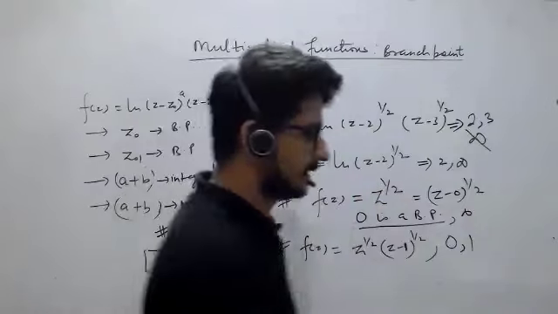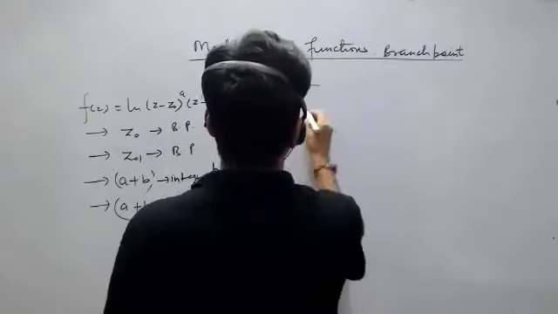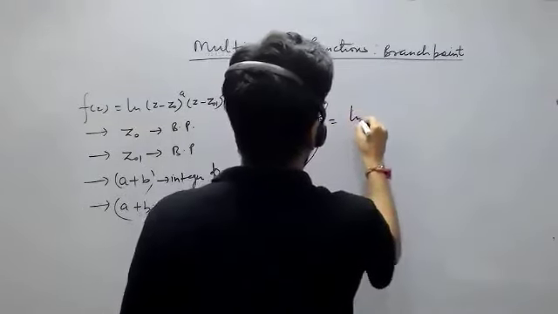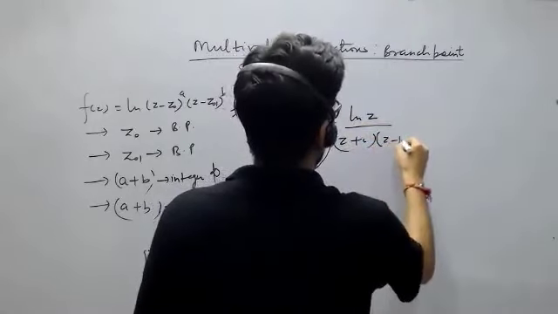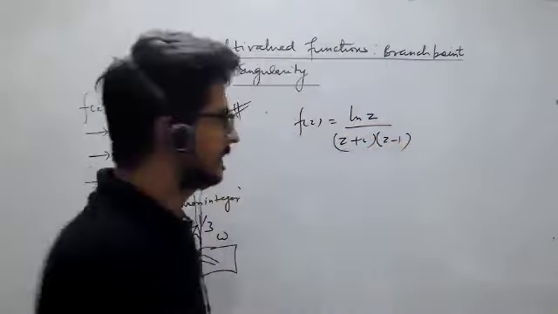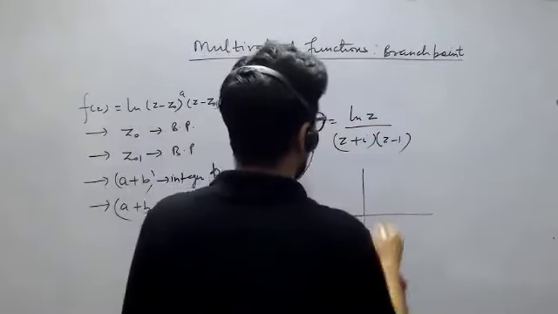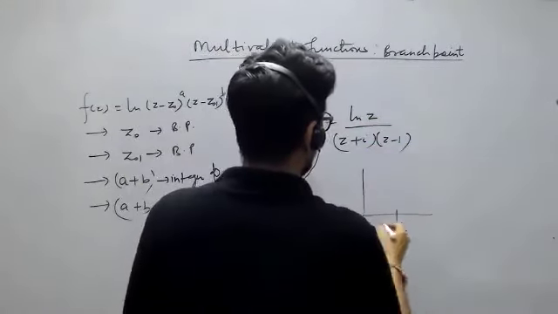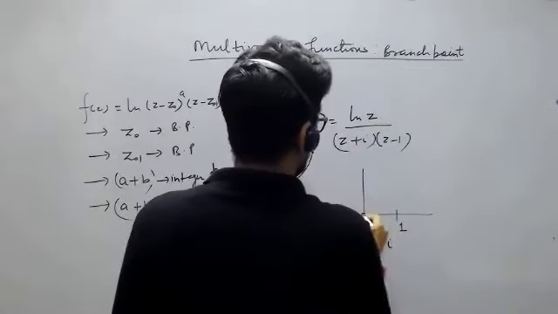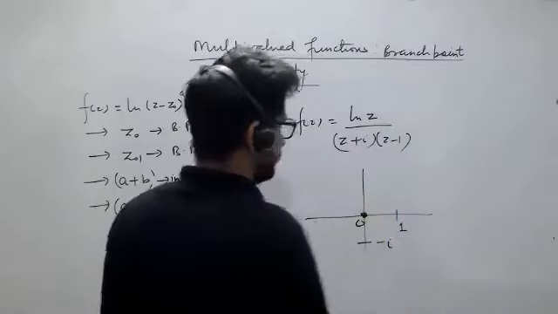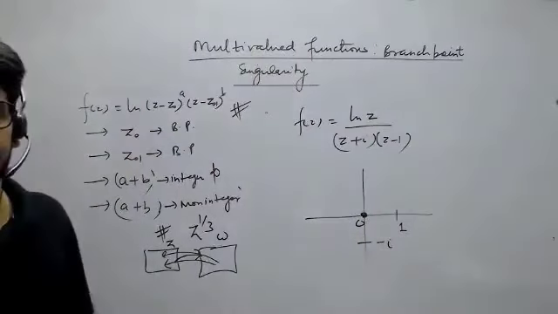Now suppose there is a function like this, f(z) is equal to ln of z plus iota, times z minus 1. So what are the singular points? You will make an Argand plane. So 1 is here, and minus iota is here, and 0 is here. So these three singular points are there.